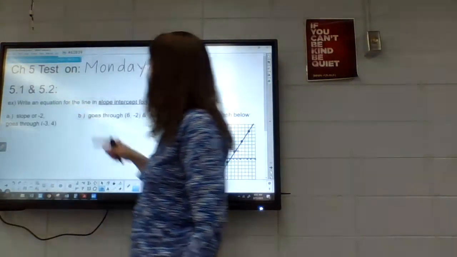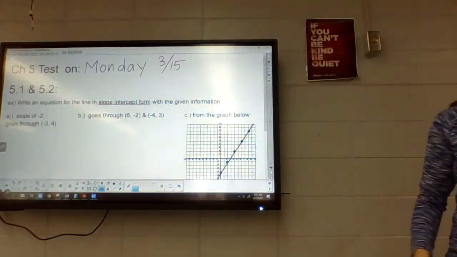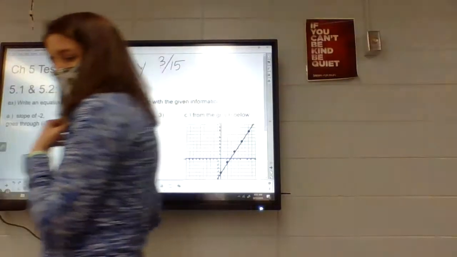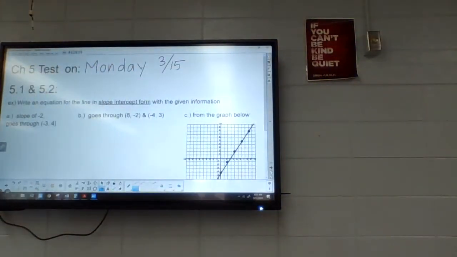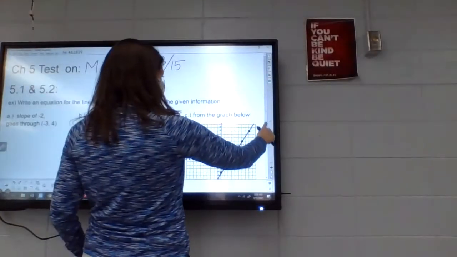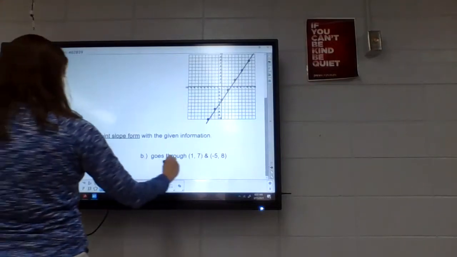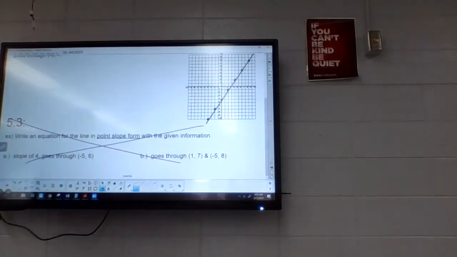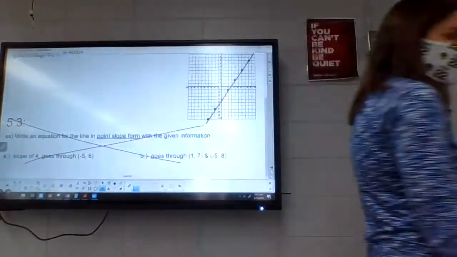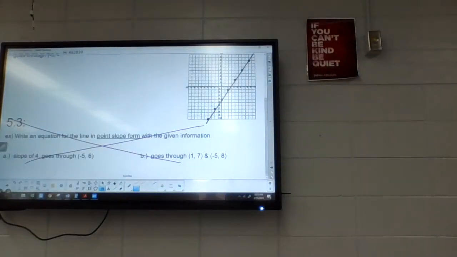So, in 5.1 and 5.2 is when we were writing everything in slope-intercept form. Those two sections went really closely together. Just write something in slope-intercept form. And I just realized there's something on here that we don't even need to do, so we have to cross part of this off. We didn't do section 5.3. So we just can cross that one out. So we didn't do 5.3, we won't test on it.